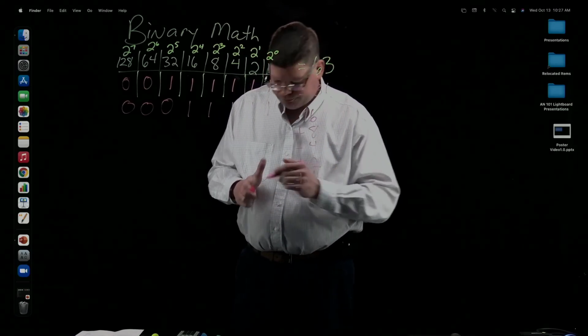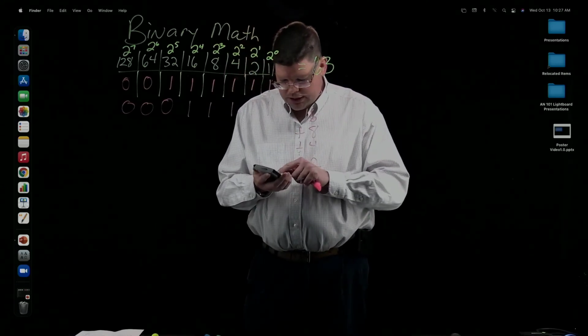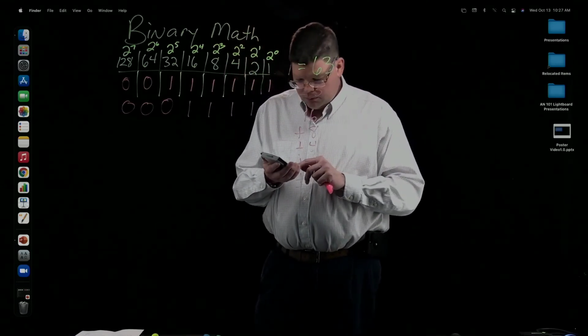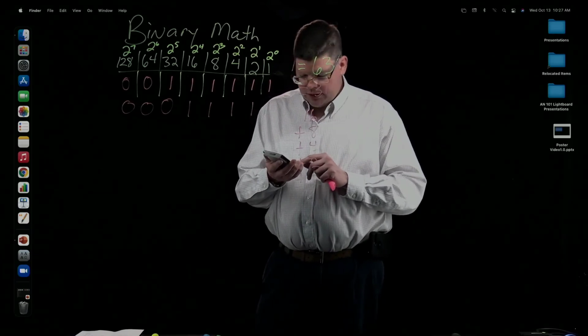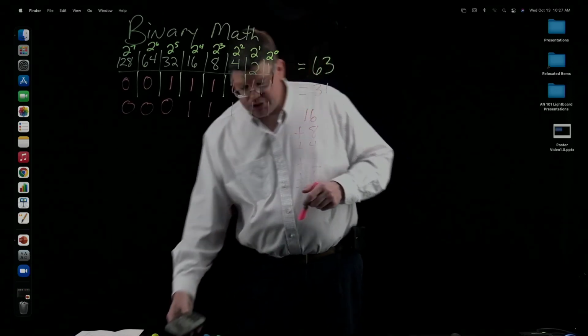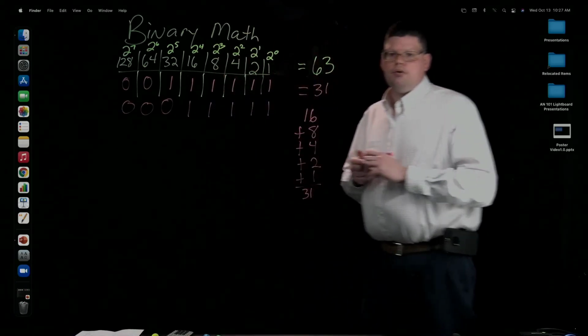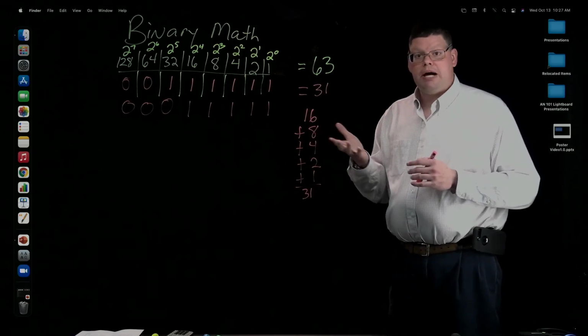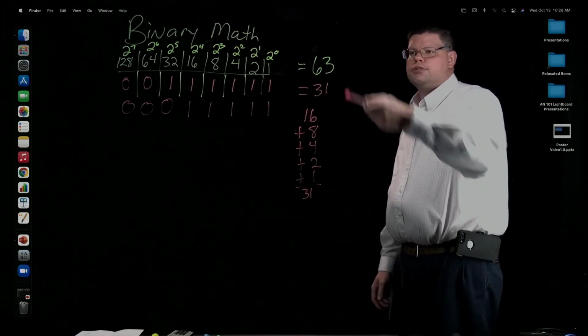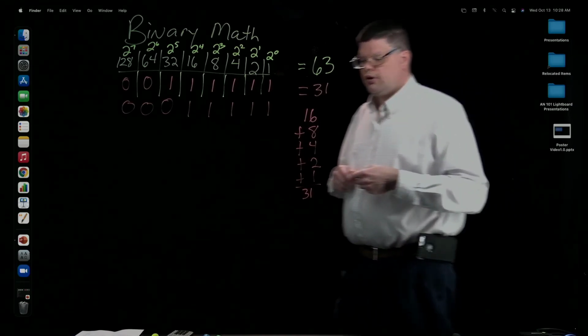And if you get your calculator out, 16 plus 8 is 24, plus 4 is going to be 28, plus 2 is 30, plus 1 is 31. So there's a quick little trick that you can use to do binary math, especially on problems with numbers that bounce up against another number.